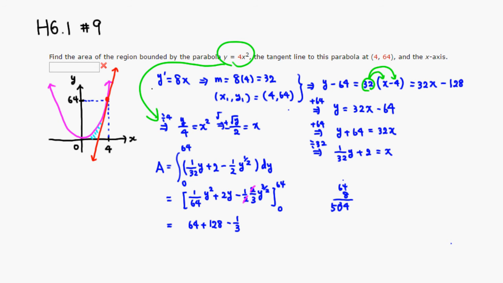Oh, actually, I messed it up. I can't even do this. So 4 times 8 is 32. And 6 times 8 is 48, so it's going to be 512. So we're going to have times 512.